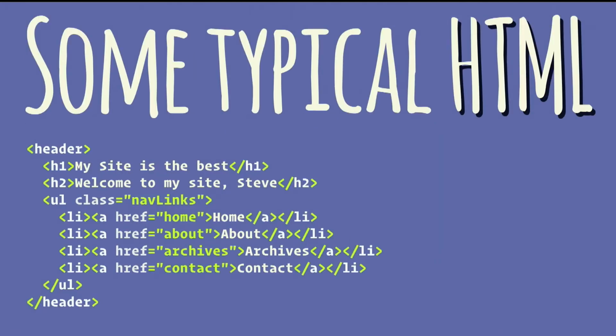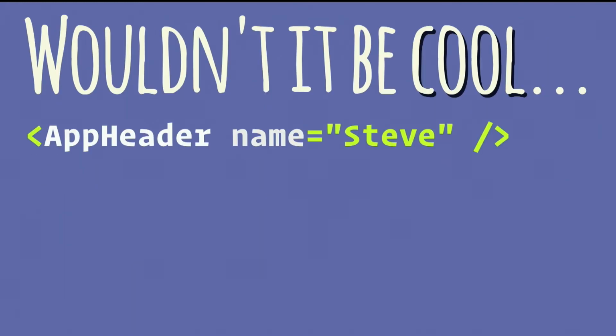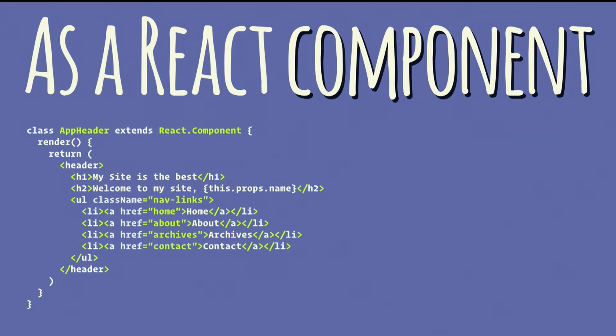Okay, so what are components? This is just some typical HTML. We've seen this before. We've been writing it the last week. You have a header, H1, H2, unordered list with some nav links. But wouldn't it be nice if we could just write this? So this is a React component.